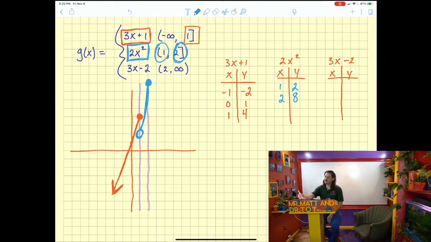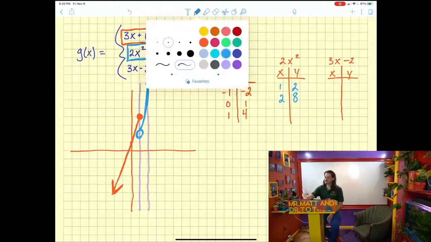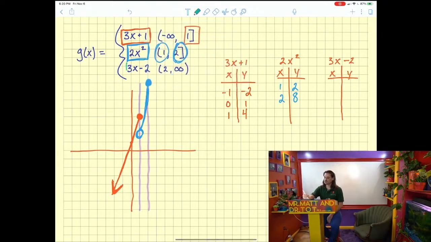And then finally, this third function, 3x minus 2. We're testing values greater than 2. So I want to see what occurs at the endpoint of 2, and maybe I'll test 3 and 4 just to get a sense of what's going on. So when x is equal to 2, we're going to have 3 times 2 minus 2. 3 times 2 is 6. 6 minus 2 is 4.